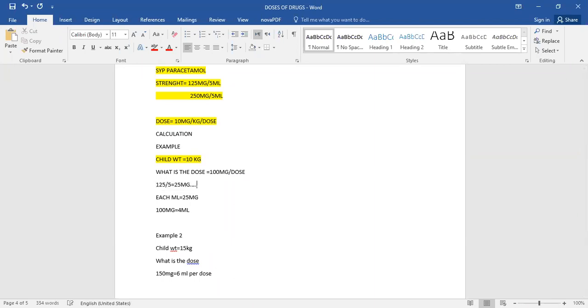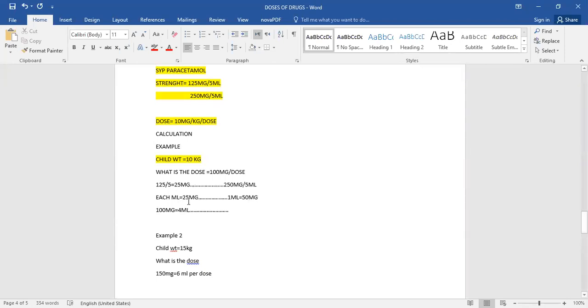If the pharmacist says, okay, doctor, I have a 250 milligram per 5 ml bottle, now how much ml are you going to give? 2 ml. That's very nice. Why? Because now it is divided by 50. Each ml is equal to 50 milligram.